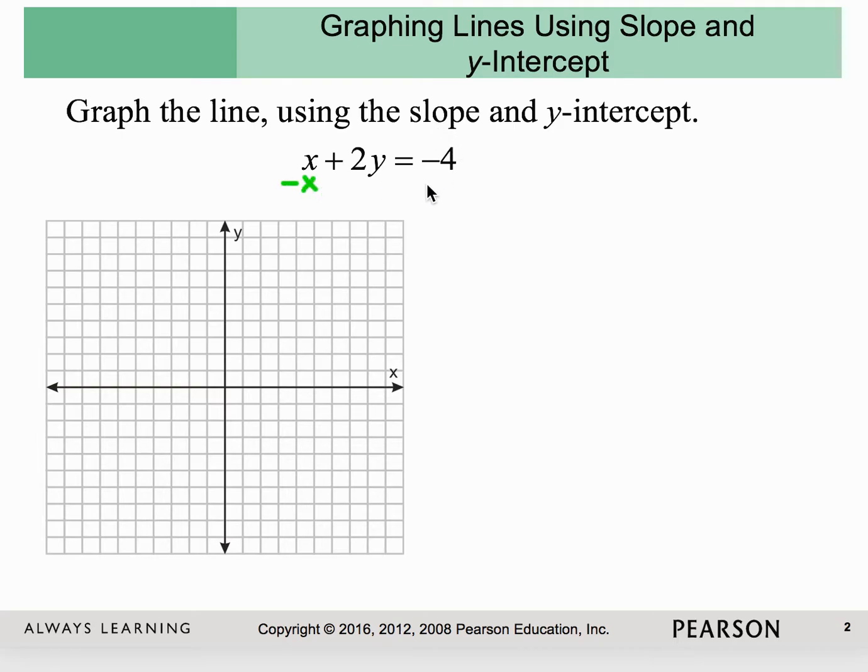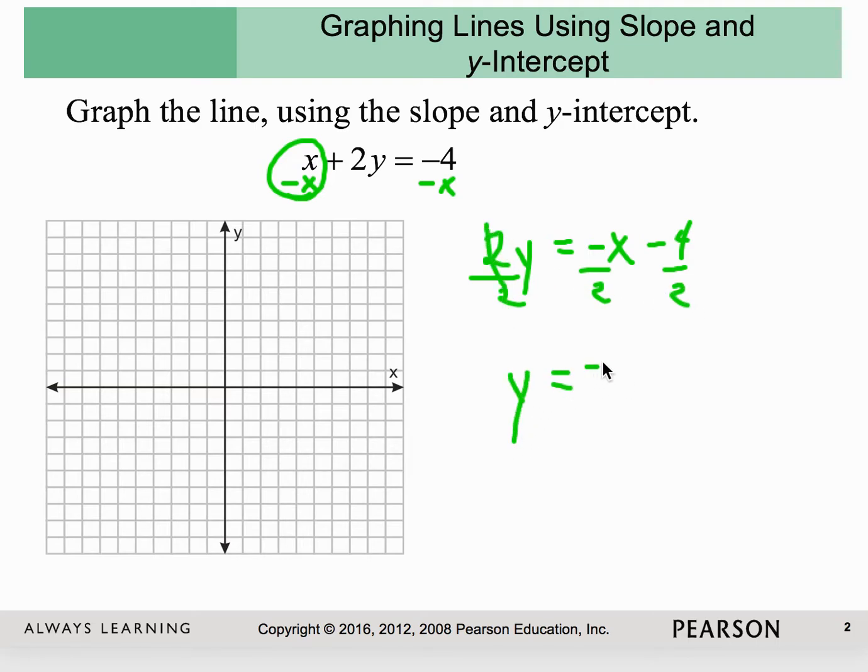So if I'm going to solve this equation for y, I'd have 2y equals negative x minus 4. Divide everything by 2. So I would have y equals negative 1/2 x. If there's not a number there, it's understood to be a 1. Then minus 2. If my equation is solved for y, this number is the y-intercept. So I know the y-intercept is at (0, -2). That's this point right here. And my slope is negative 1/2.